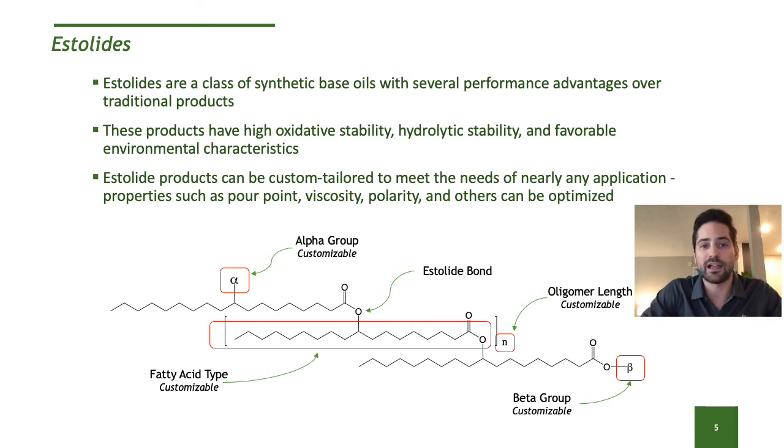Short oligomers allow for low viscosities. Long oligomers allow for high viscosities. There's also the beta group in the bottom right-hand corner. The beta group can also be modified. Typically you're esterified there with an alcohol. Different alcohols can be used to enhance hydrolytic stability, enhance viscosity, and change other characteristics. You can also esterify with glycols and other components as well. So there's a number of different angles and ways we can manipulate the estolide chemistry to make sure that they fit the needs of the application that they're being used in.